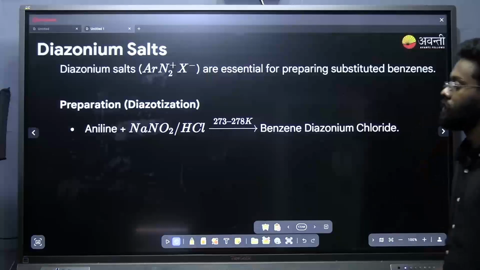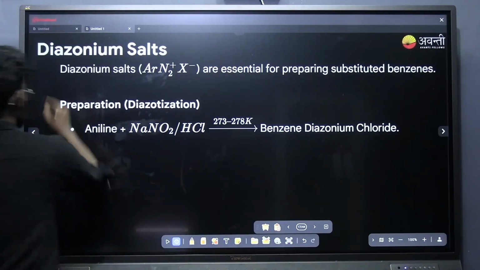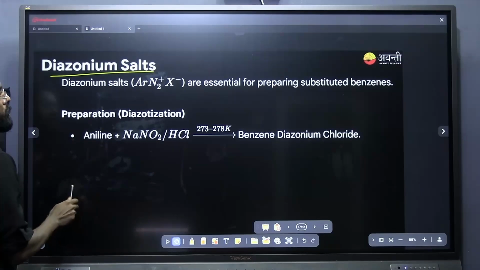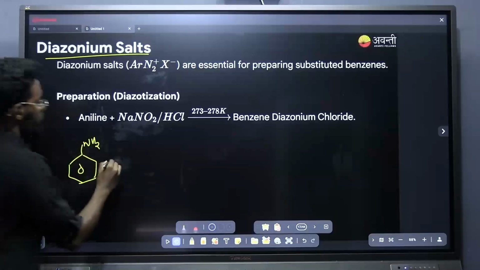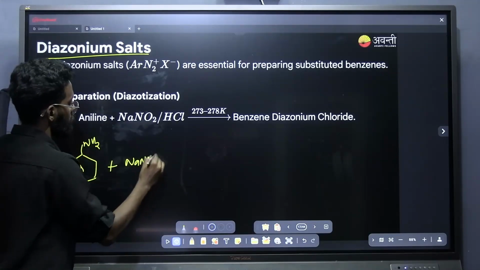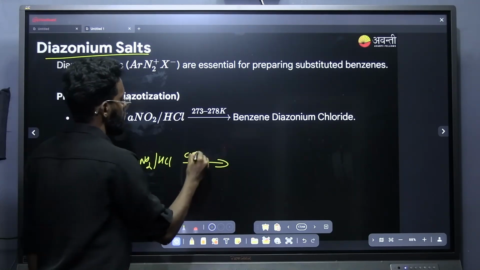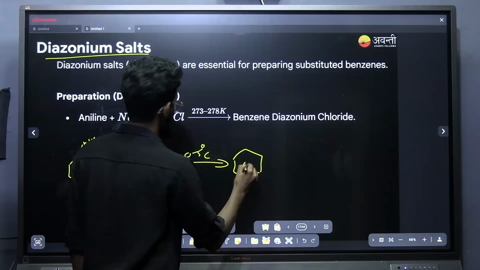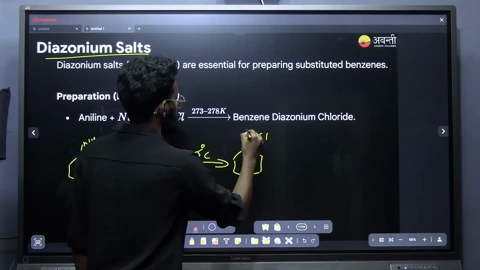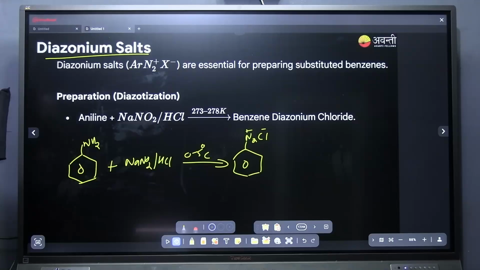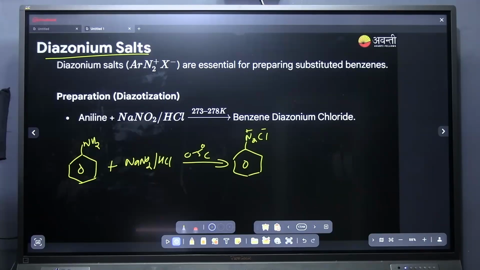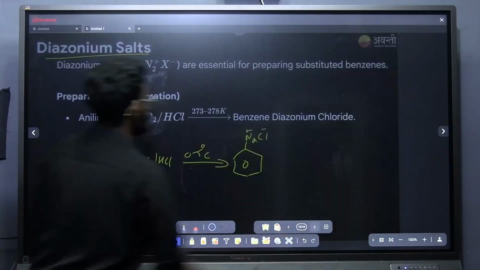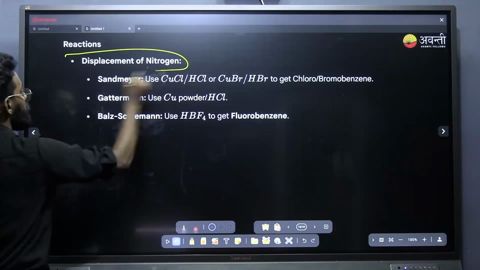Okay. Next is about diazonium salt. This is another important part of this chapter. How is the diazonium salt prepared? Diazonium salt is prepared when aniline is treated with NaNO2 and HCl at 0 to 5 degrees Celsius. I will be getting benzene diazonium chloride, N2Cl. Now it's very important to know the different reactions this benzene diazonium chloride undergoes. That is another important one. We'll be moving into that.